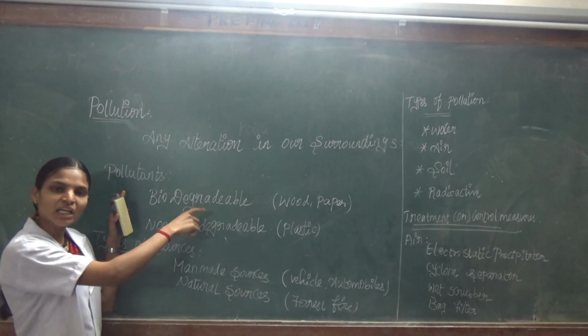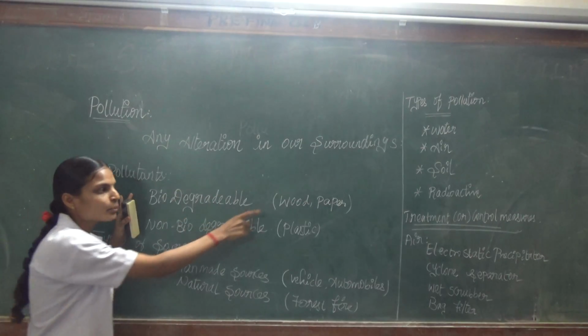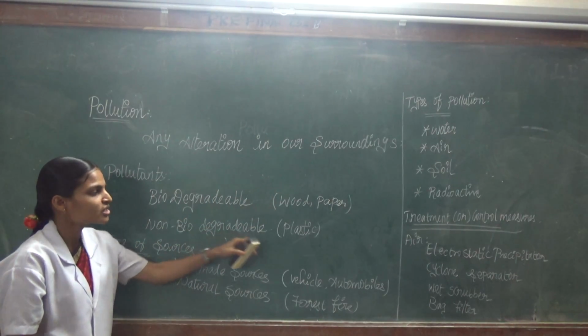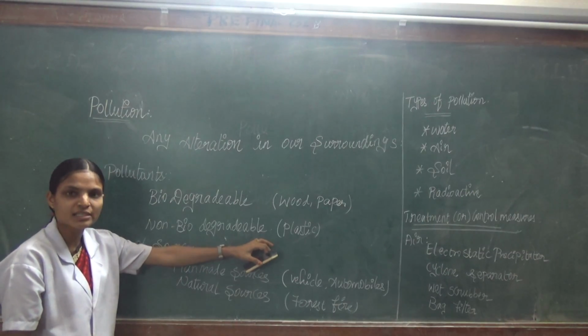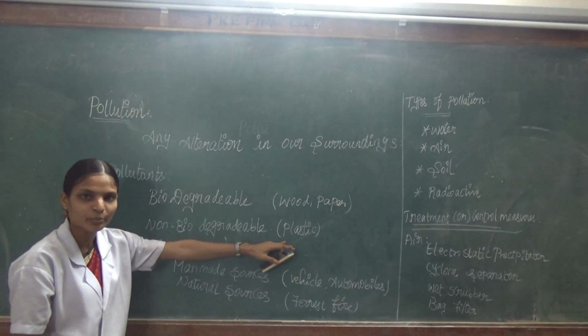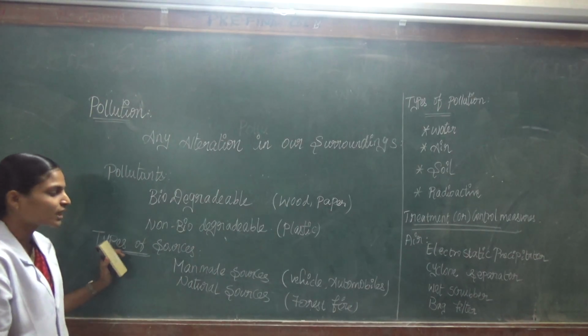Biodegradable means which can decay in our environment easily. Example, wood and paper. The next one, non-biodegradable pollutant, which cannot decay easily in our environment. It will stay for more years. An example is plastic.